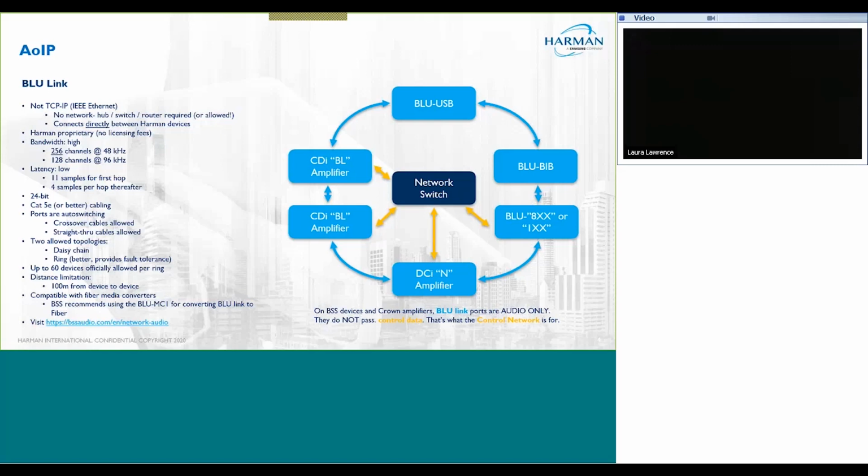I did already discuss the two different topologies between daisy chain and ring. And again, just like everything else, it's 100 meters from device to device. And again, BSS is compatible with 5-meter converters. And we have the BLU NC1, or if you are interested in doing this over fiber, you can get with me.